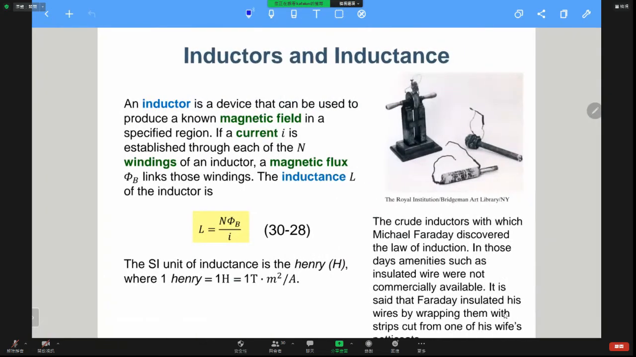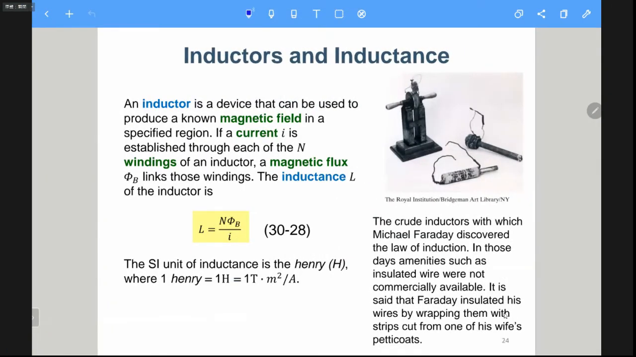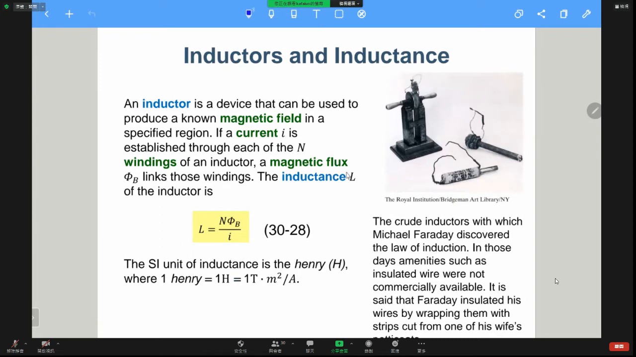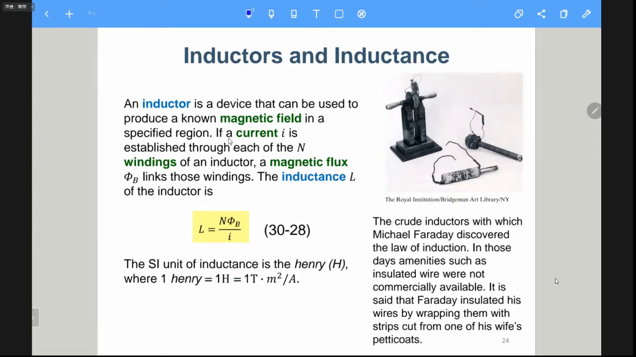Okay. So here we'll talk about the inductor and inductance. An inductor is a device that can be used to produce a known magnetic field in a specified region. If a current I is established through each of the N windings of an inductor, a magnetic flux phi b links those windings. The inductance L of the inductor is L. So this is the definition of the inductor.